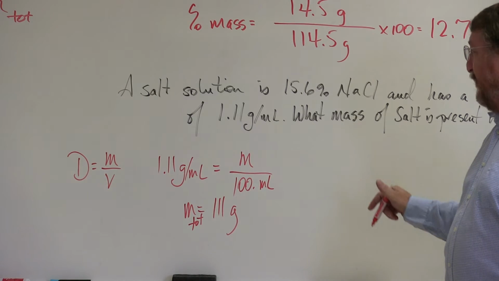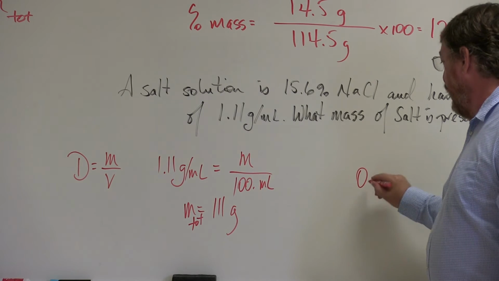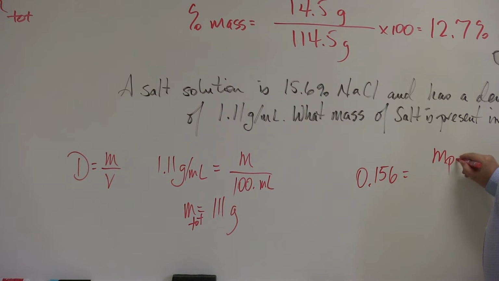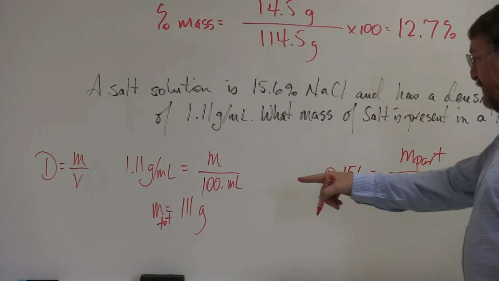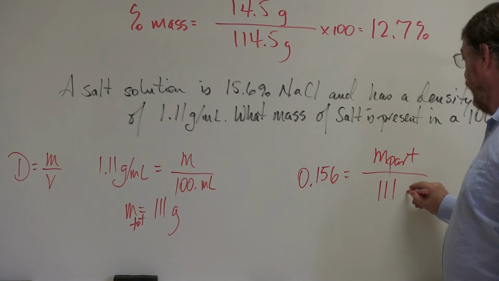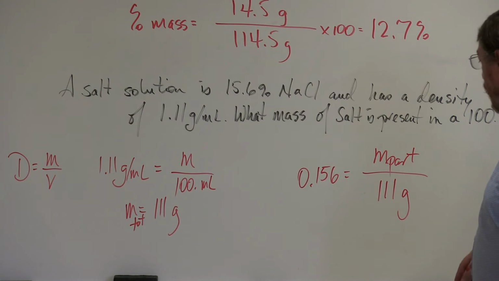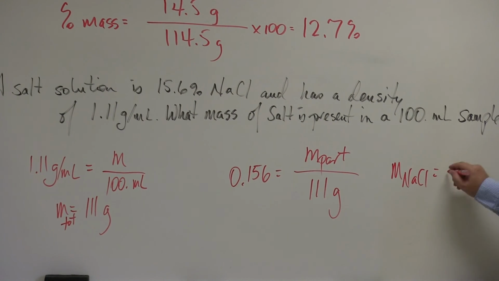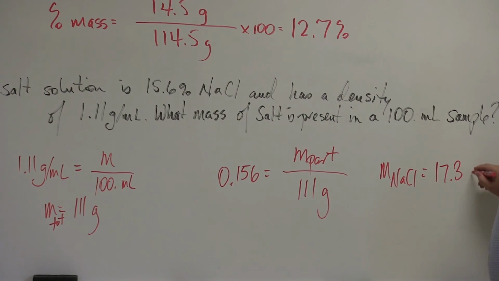Strip the percent off, and we know that 0.156 equals the mass of the part over the total mass, 111 grams. Multiply that across, and the mass, in this case the part is sodium chloride, equals 17.3 grams.